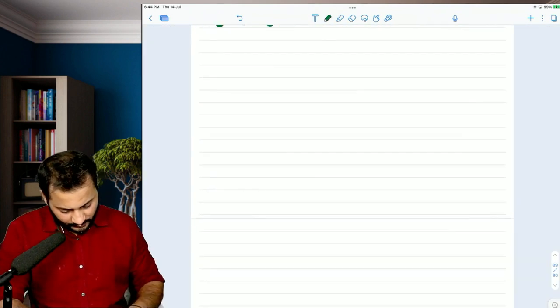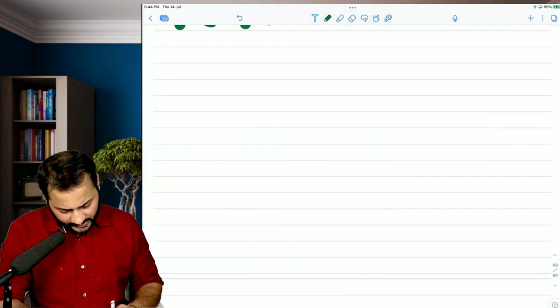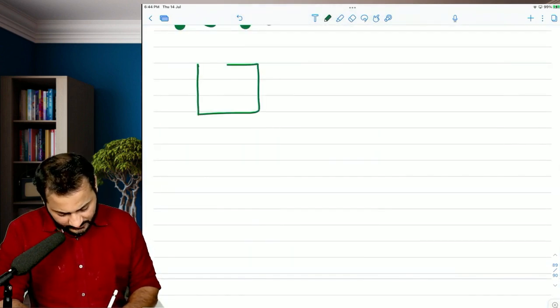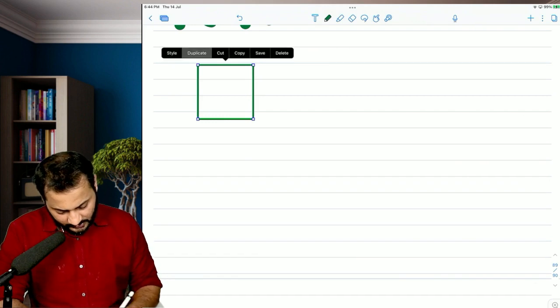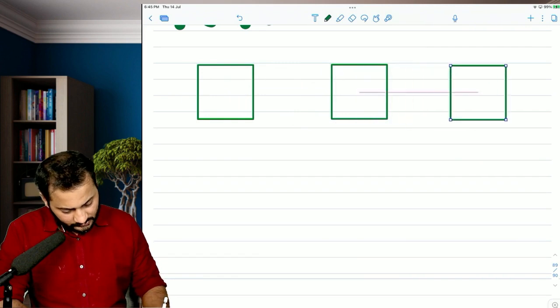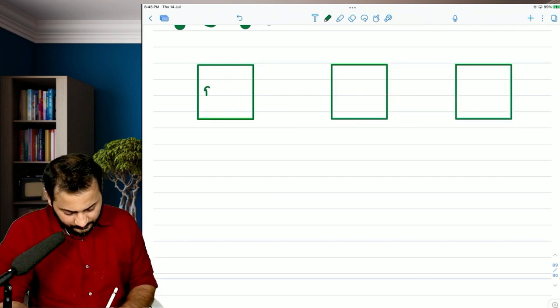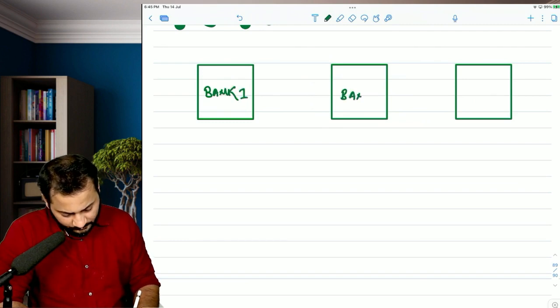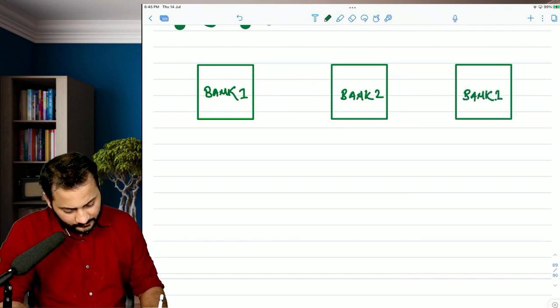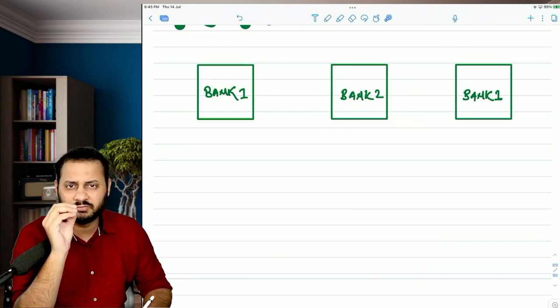Cool, have a look. What happens? It's a very easy concept, so it won't take much time. Let's say, for example, this is one bank, this is another bank, and this is the first bank again. Bank 1, bank 2, bank 1.